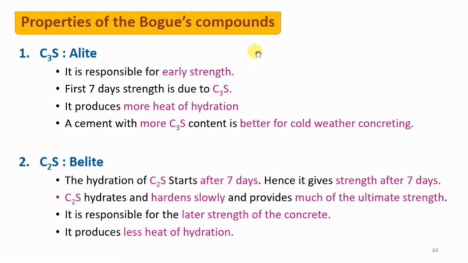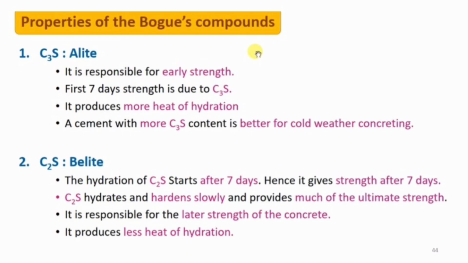So now we will see the properties of the Bogue's compounds. C3S is responsible for the early strength, and the first 7 days strength of the cement is mainly due to C3S, and it produces more heat of hydration, and it is mainly used for concreting in cold countries.